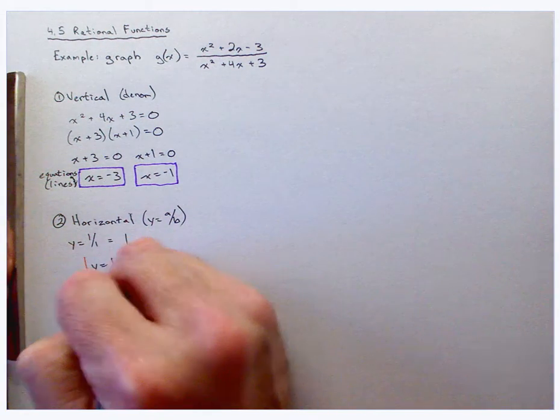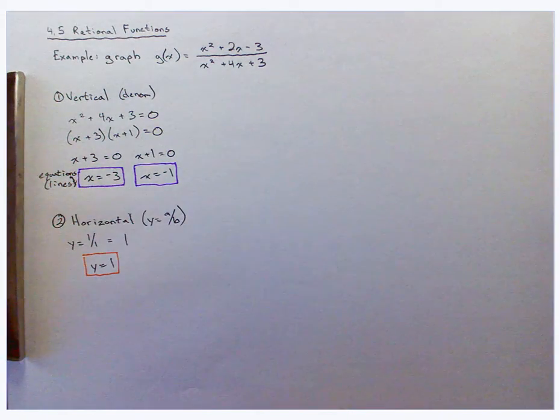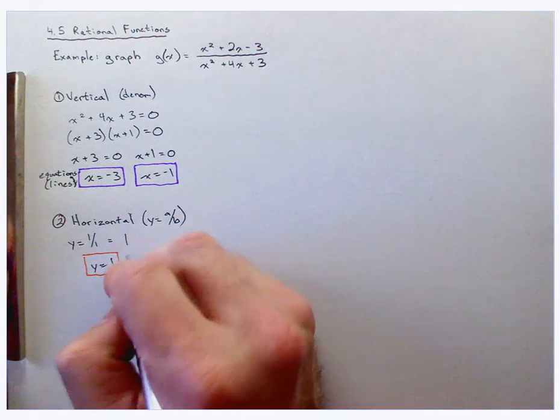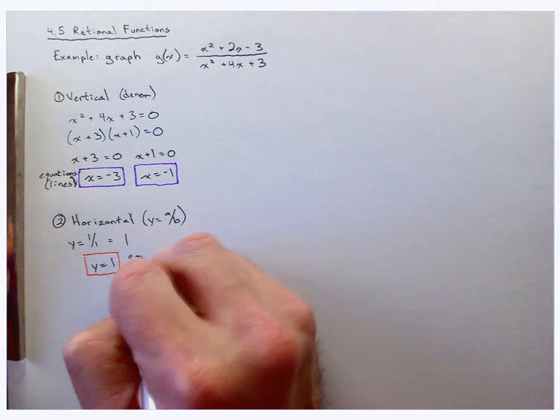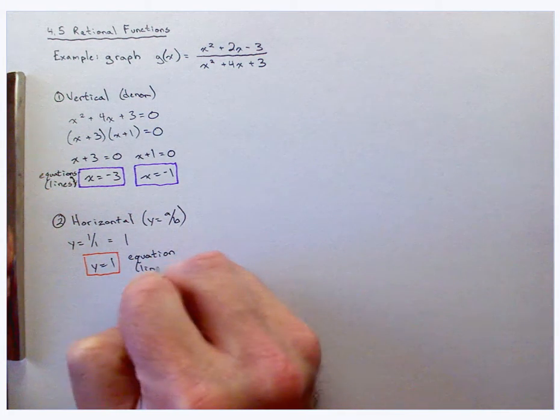This is an equation also. These were vertical lines. This one is a horizontal line. So this is an equation. It's a line. Okay.